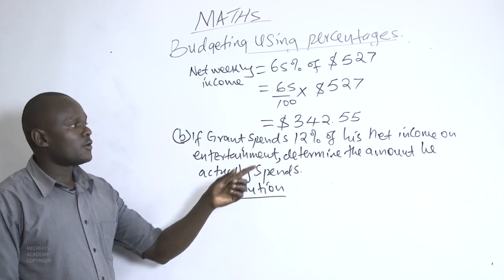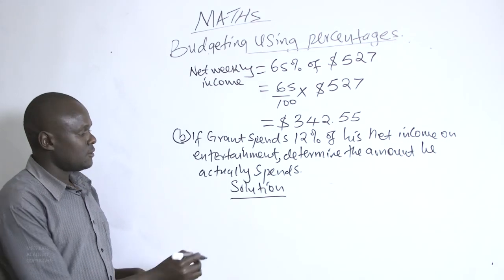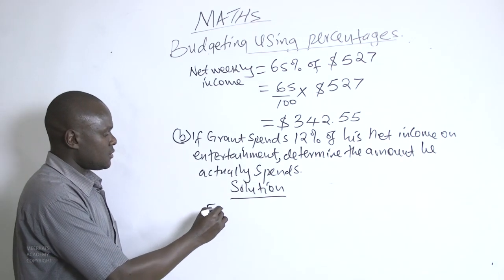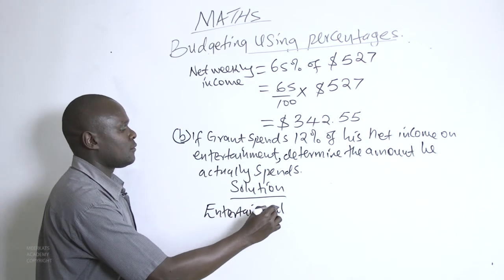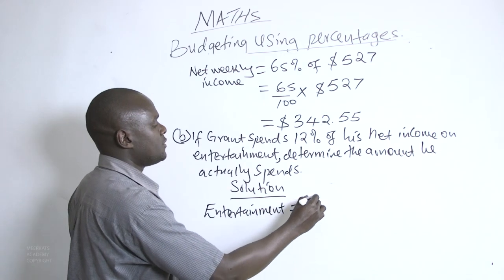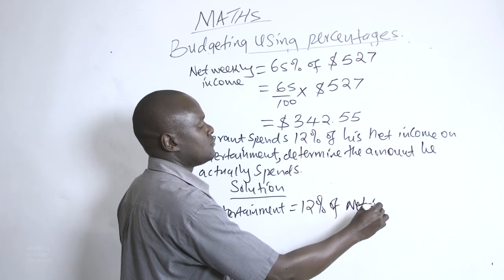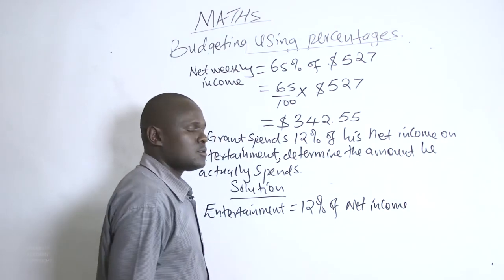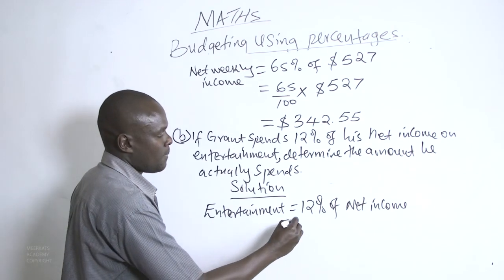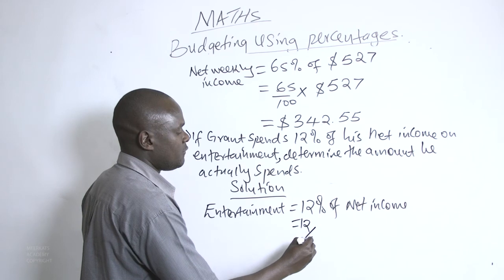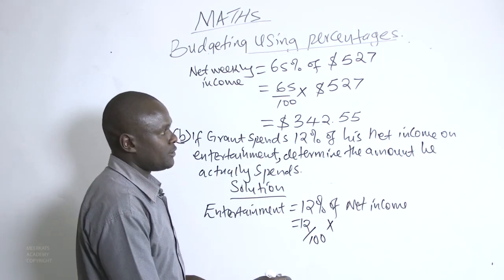This person spends 12% of the net income that we have just calculated on entertainment. So entertainment will be equal to 12% of the net income. That is the net weekly income. We are talking about a week. And this will be 12 out of 100 of, remember, of means multiplication.